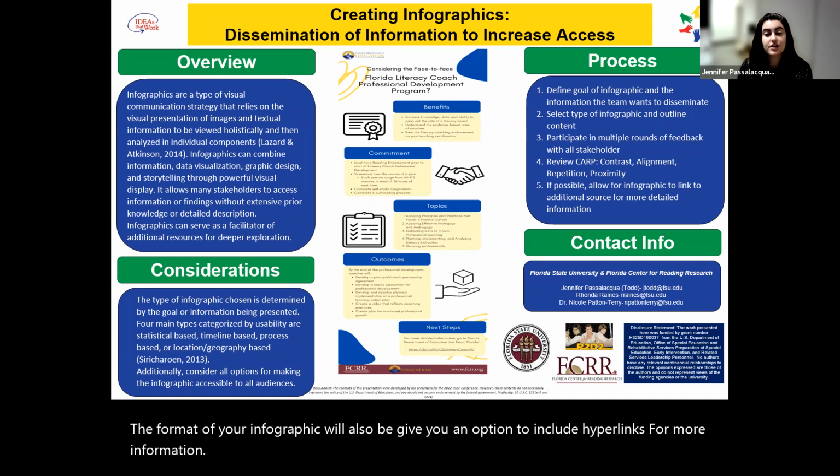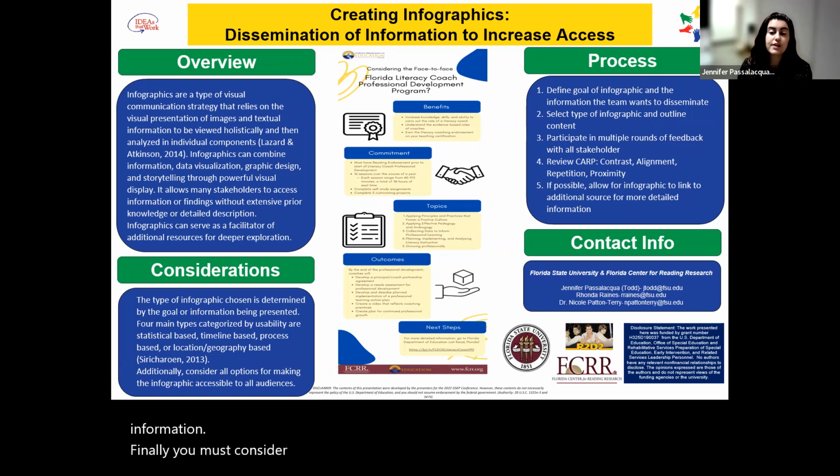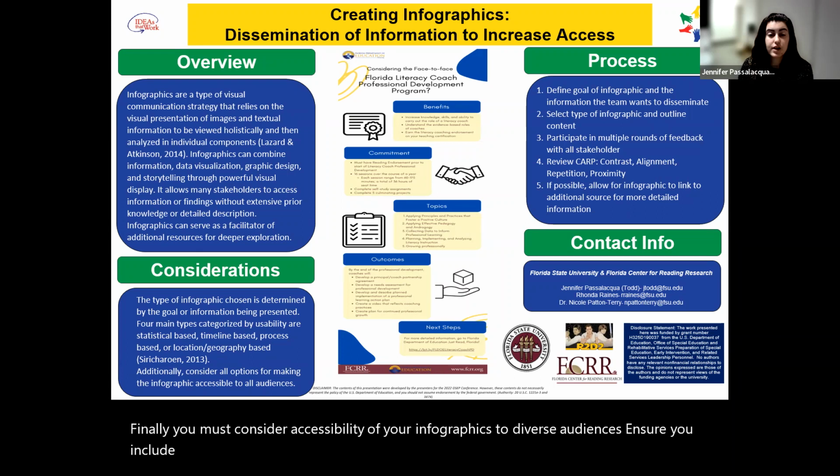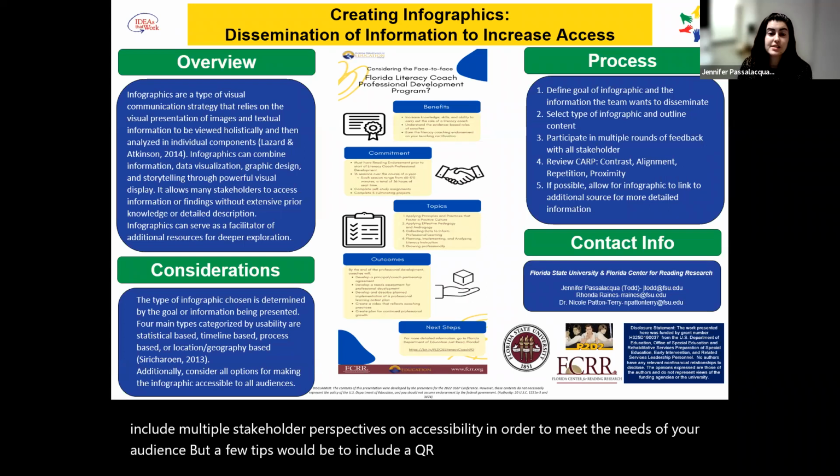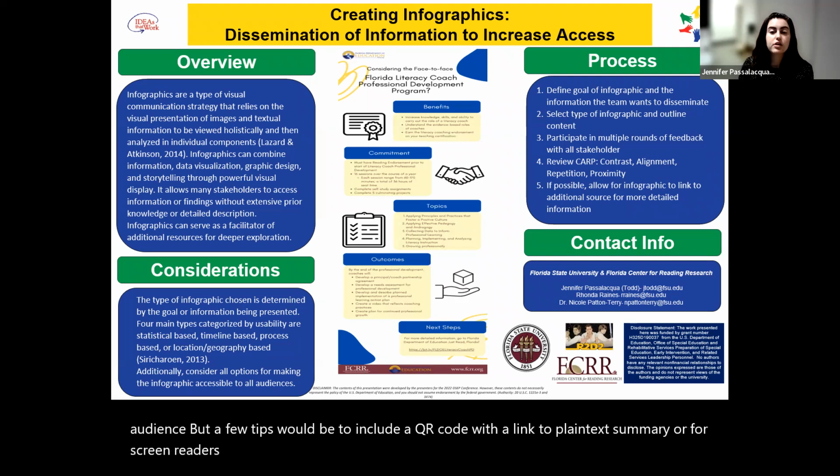Finally, you must consider accessibility of your infographics to diverse audiences. Ensure you include multiple stakeholder perspectives on accessibility in order to meet the needs of your audience. But a few tips would be to include a QR code with a link to plain text summary or for screen readers. Consider the readability level of your text and to use contrasting colors over gradient colors that may blend together.